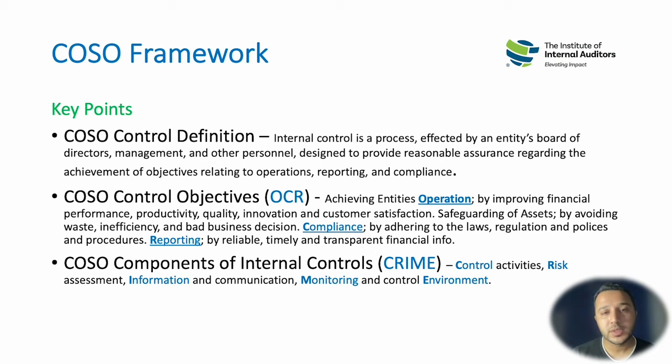What are the COSO control objectives? You can remember these objectives by the acronym OCR, or ORC, whichever order you use. O refers to operations, C refers to compliance, and R refers to reporting. We have to ensure that we have enough controls to achieve our financial performance or financial objectives. We drive our productivity and quality, and we ensure innovation and customer satisfaction. So these are the elements where we have to have strong controls.